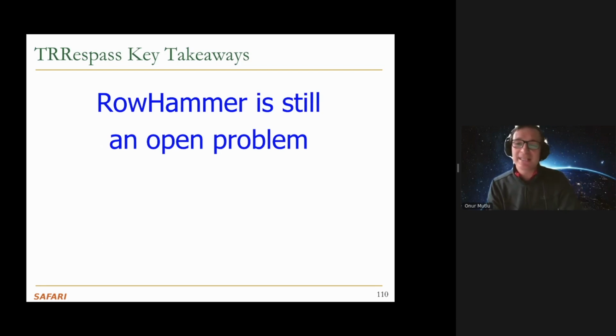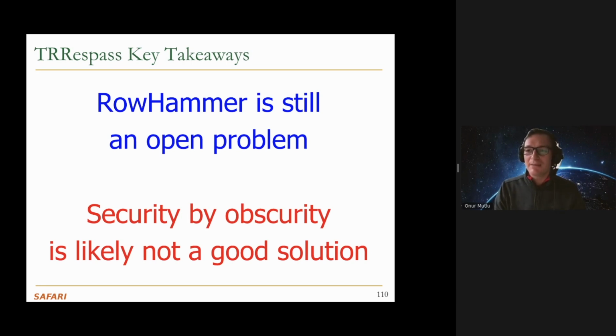So basically, the key takeaway is Rowhammer is still an open problem. And the way manufacturers approach the problem to solve the security issue, which is security by obscurity, is likely not a good solution because someone will figure out how to unobscure the obscurity solution that you put into the security problem.